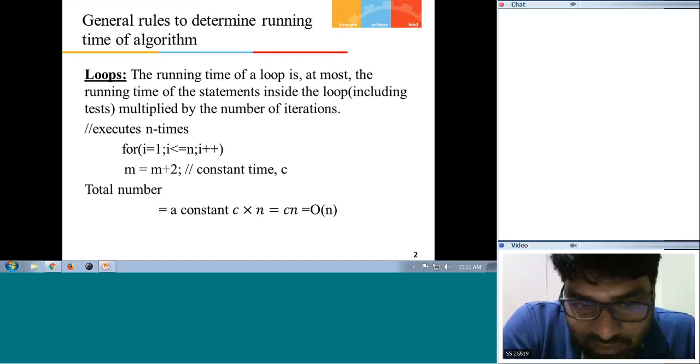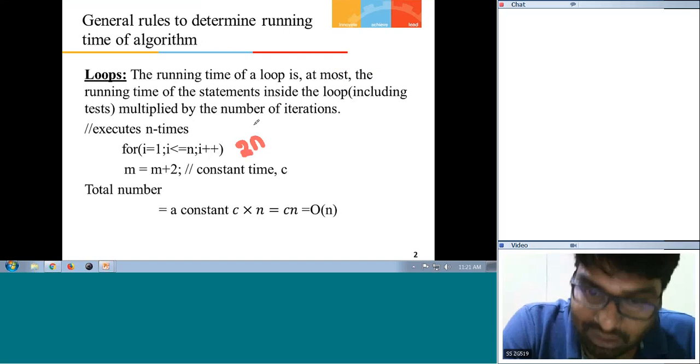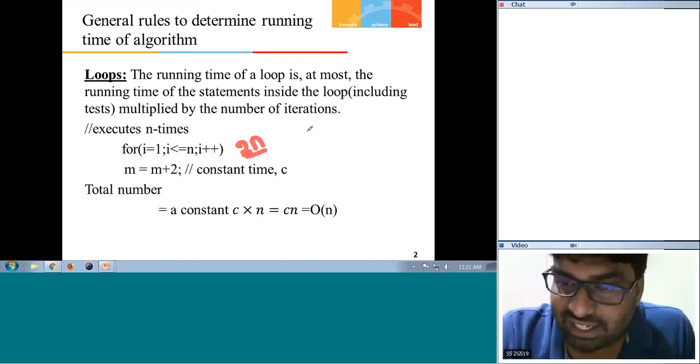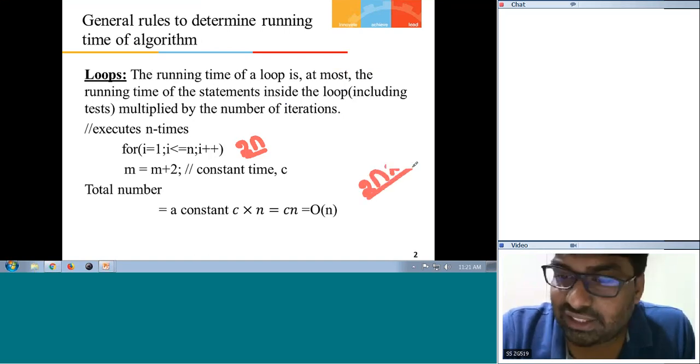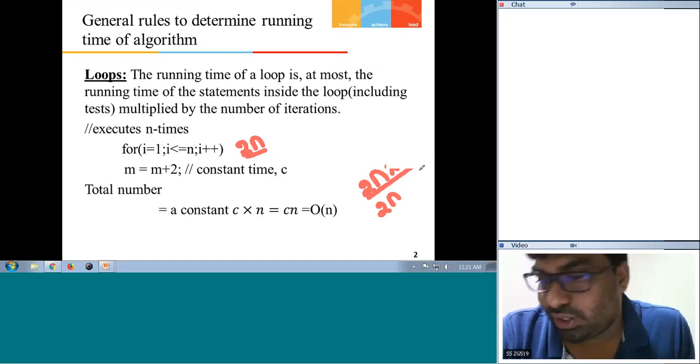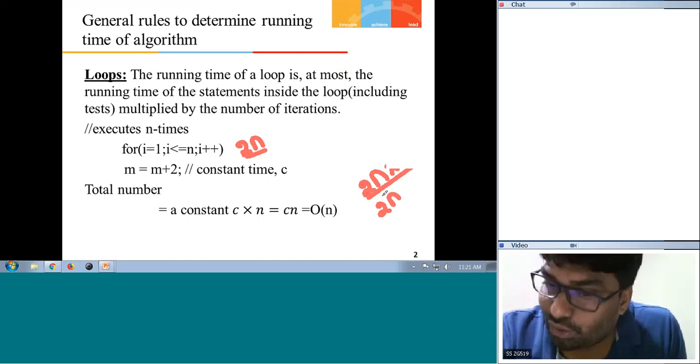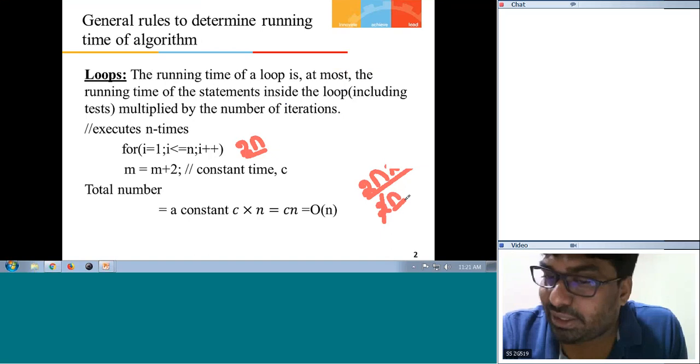Someone says, sir, I calculated this total together and I'm getting something like 2n for this statement. What should I do? See, if you are getting 2n, even if someone has accidentally written 2n into c, what happens is 2n into a constant is again 2n only, because we are going to drop the constant, so again it becomes n.